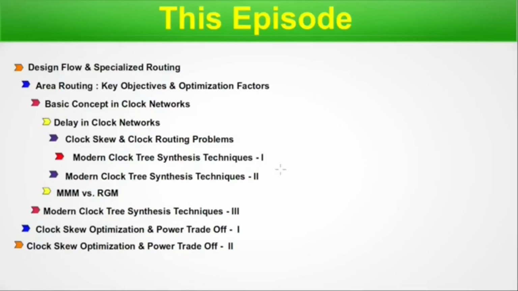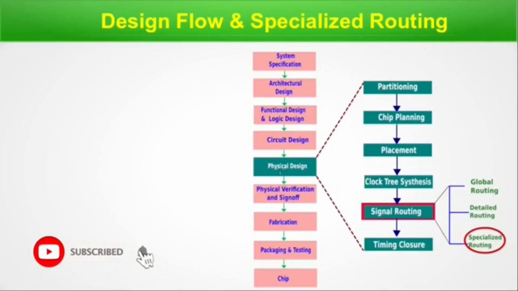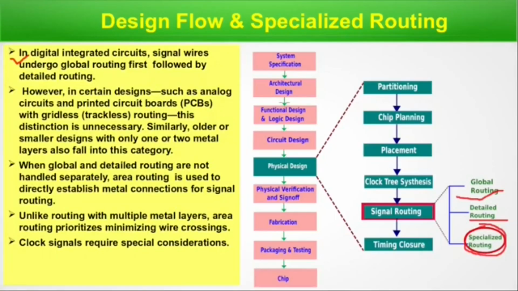We are done with this slide. Now let's move to the next slide. Design flow and specialized routing. This diagram we have been using for the last few episodes, and today also we will take reference of this one. Once the flow enters physical design, there are multiple steps like partitioning, chip planning, placement, clock tree synthesis, signal routing, and finally timing closure. So in signal routing, we have already covered global routing and detailed routing, and today it's time for specialized routing. In digital integrated circuits, signal wires first undergo global routing, followed by detailed routing.